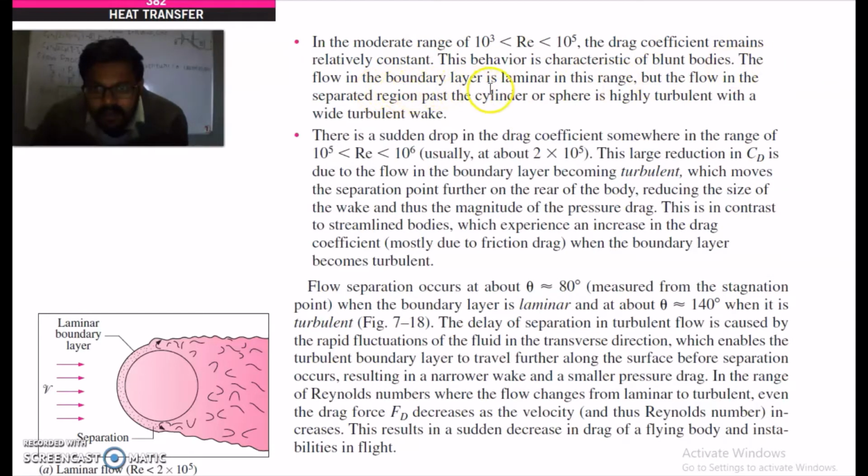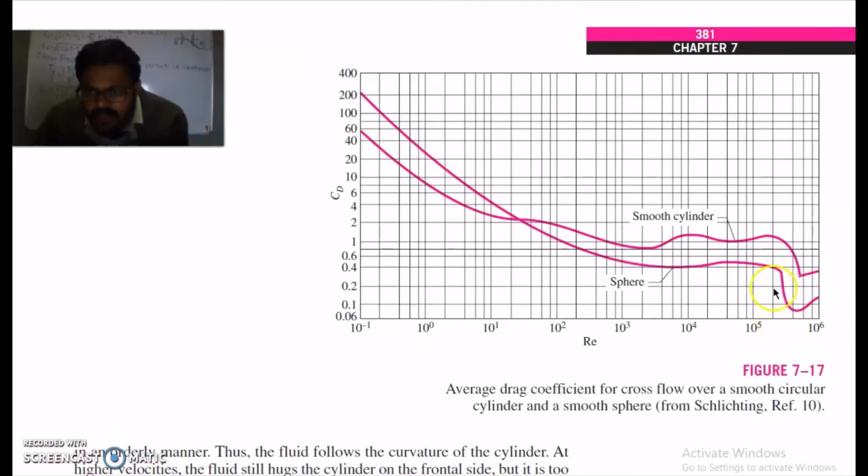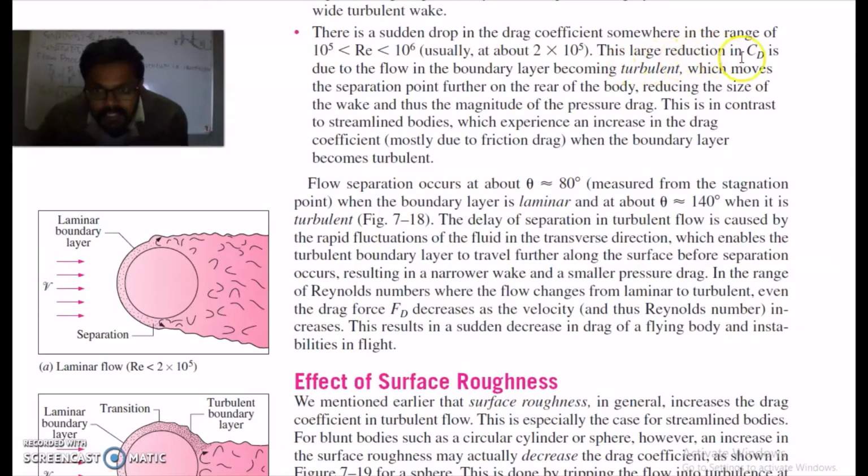The flow in the boundary layer is laminar in this range, but the flow in the separation region past the center of the sphere is highly turbulent with a wide turbulent wake. You can see here, this is your separation region and this is your wake region. There is a sudden drop in the drag coefficient somewhere in the range of 10^5 to 10^6. In this region, you can see there is a sudden drop in the drag coefficient. This large reduction in the drag coefficient is due to the flow in the boundary layer becoming turbulent.